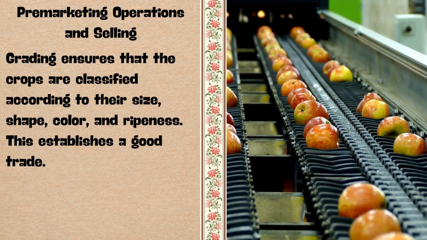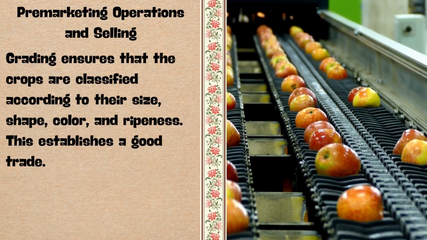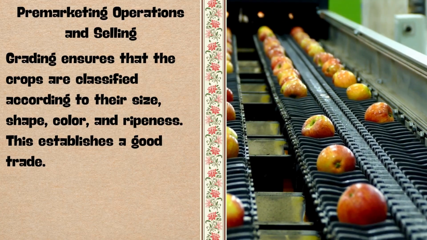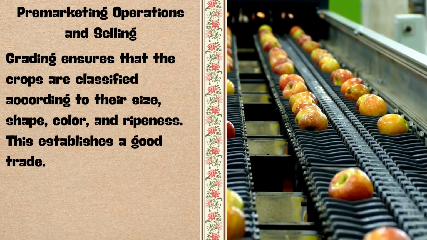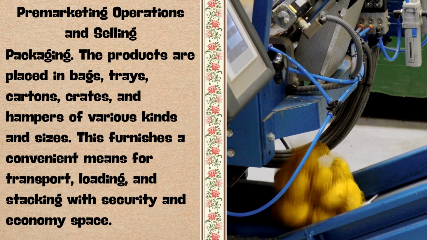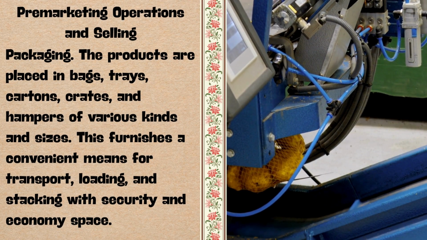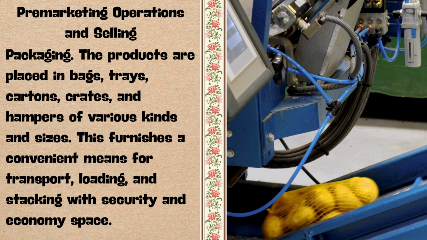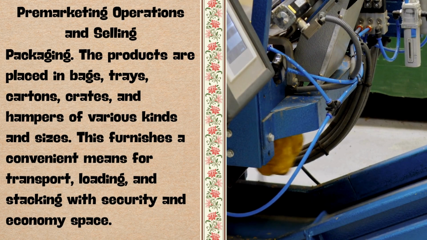Grading ensures that the crops are classified according to their size, shape, color, and ripeness. This establishes good trade. Packaging. The products are placed in bags, trays, cartons, crates, and hampers of various kinds and sizes. This furnishes a convenient means for transport, loading, and stacking for security and economy of space.